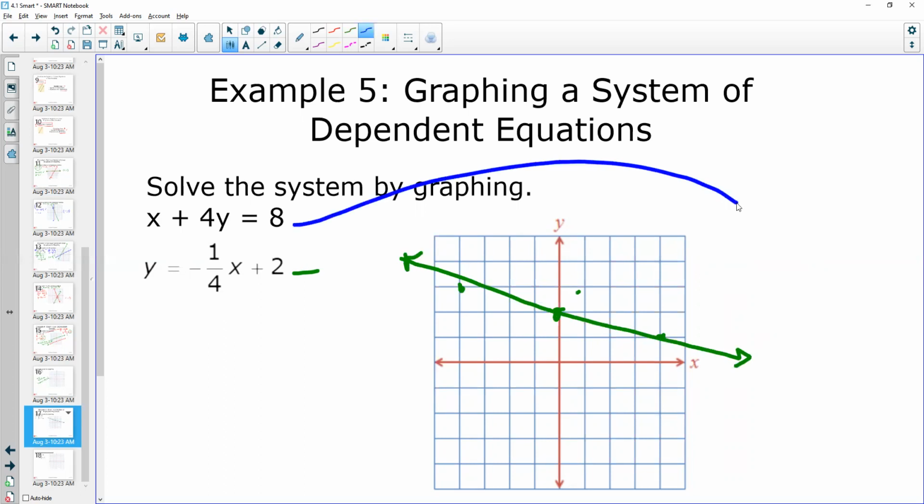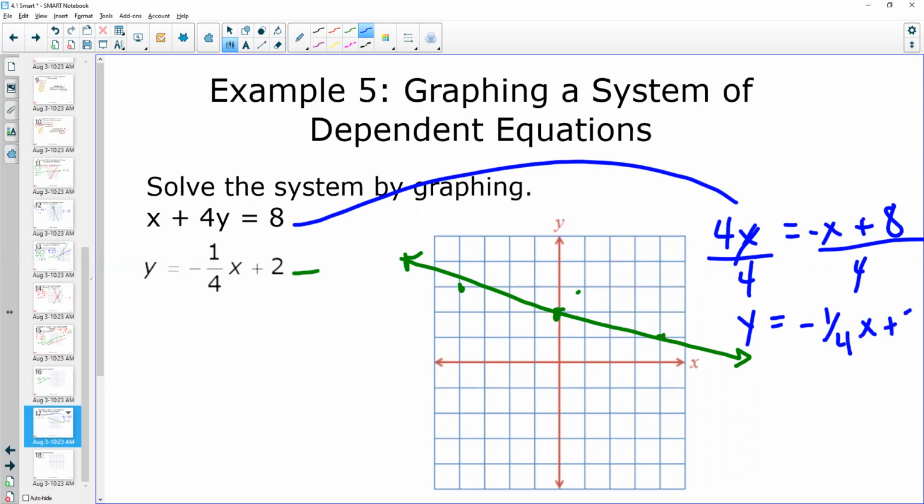And then I'm going to transform the other one. So minus x to both sides, I get 4y equals -x plus 8. Divide everybody by 4. I get y equals -1/4 x plus 2. That's the same as this guy over here. So actually, it's the exact same line right over top. Same y-intercept, same slope. So this means that there are infinitely many solutions.